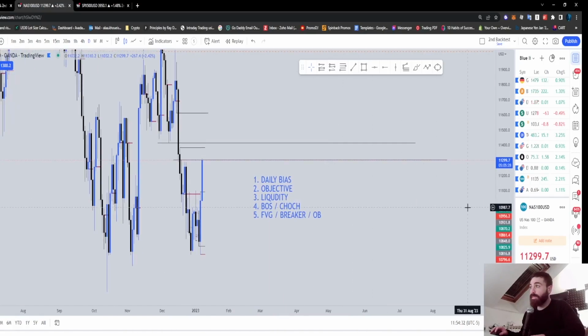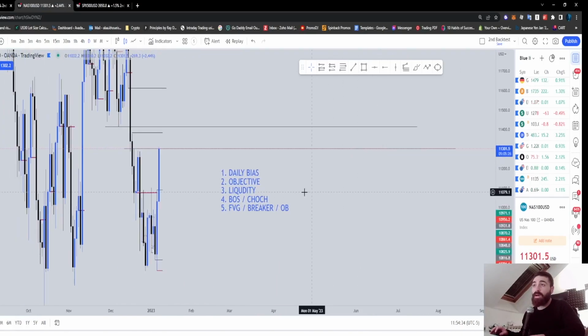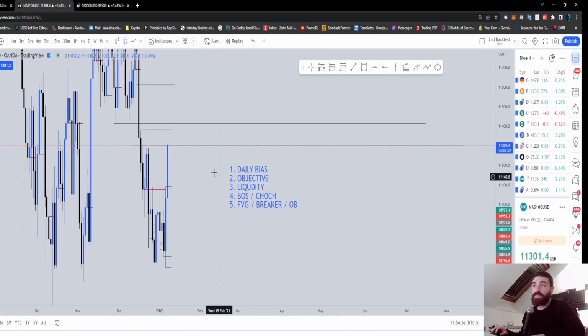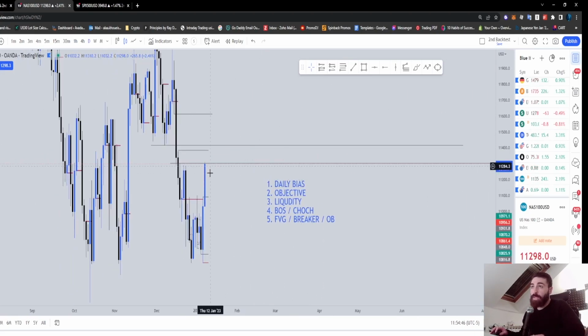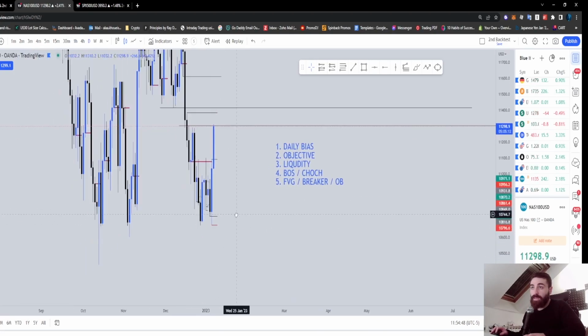Okay guys, I'm going to keep it simple and fast. The first thing we have to see is the daily bias. The second thing is we have to know where it wants to go, the objective, for the daily and then for the lower time frame. The daily is the most important, definitely. So as we can see here on the daily, we took the liquidity right here, and then we closed above. So we expect the price to retest here and go higher.